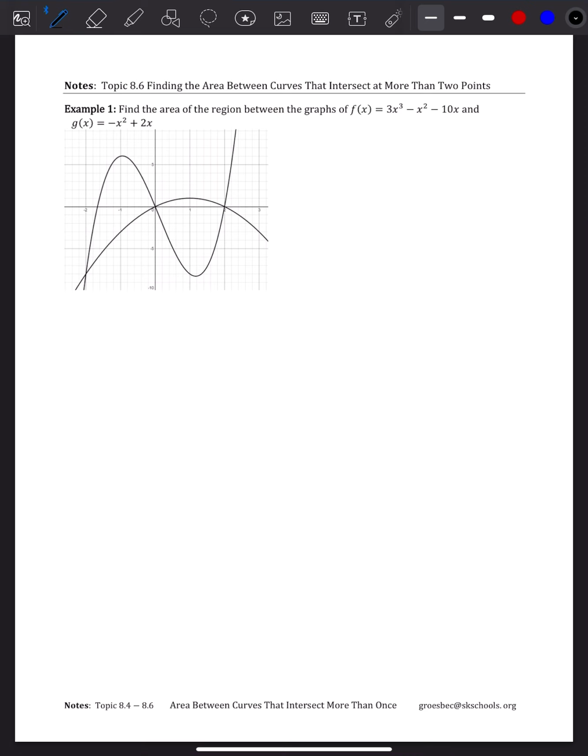So one of the things that we can see here is that we have two separate areas. Our two areas being this area and this area. So those are the two areas that we need to find. We have two different functions. We have an x cubed function and we have an x squared function. So just kind of getting those out of the way of which one's which.